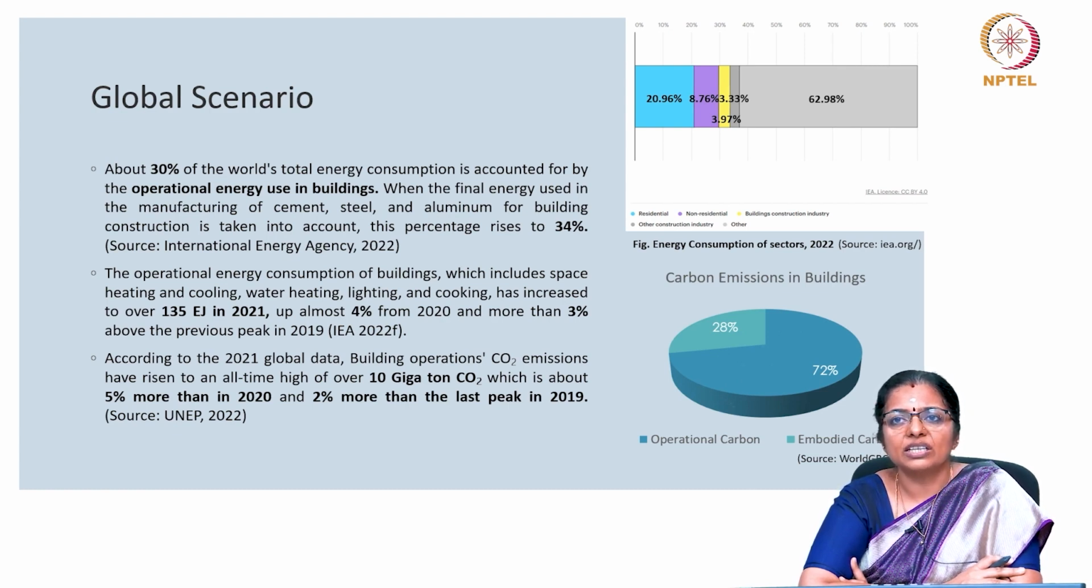This statistic showed a significant 5% increase from 2020 and a 2% increase from the previous emission peak observed in 2019. These figures highlight a critical issue. The energy used for building operations accounts for about 30% of global energy consumption. This number rises to a startling 34% when one considers the total energy used in the manufacturing of building materials, such as high energy intensive materials like cement, steel and aluminum.